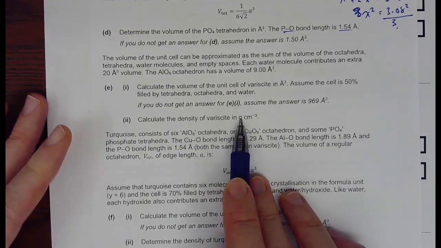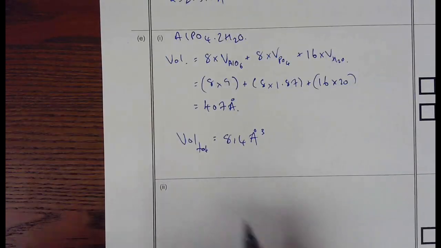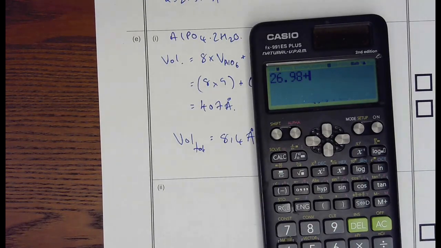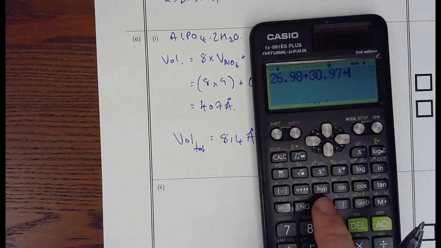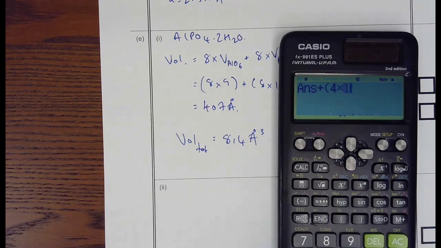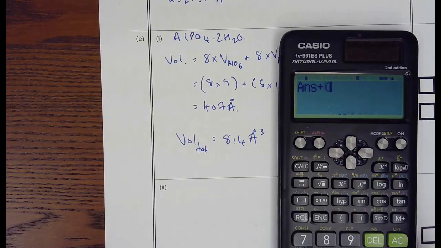And we need to know the mass of everything. So what I need to do is work out the mass of this. So that is going to be, aluminium is 26.98 plus phosphorus, which is 30.97, plus 4 times 16, plus 4 times 1.008 for my hydrogens, plus another 2 times 16, 32. Okay, gives me 157.